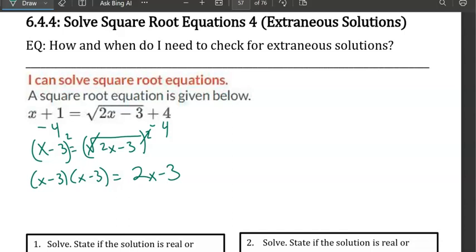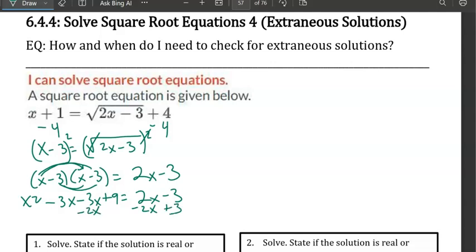From there, we can use box or FOIL to multiply these out. Let's just use FOIL today. We have x squared minus 3x minus 3x plus 9. Okay, let's move everything to one side of the equation. And then we have x squared minus 8x plus 12 equals 0.